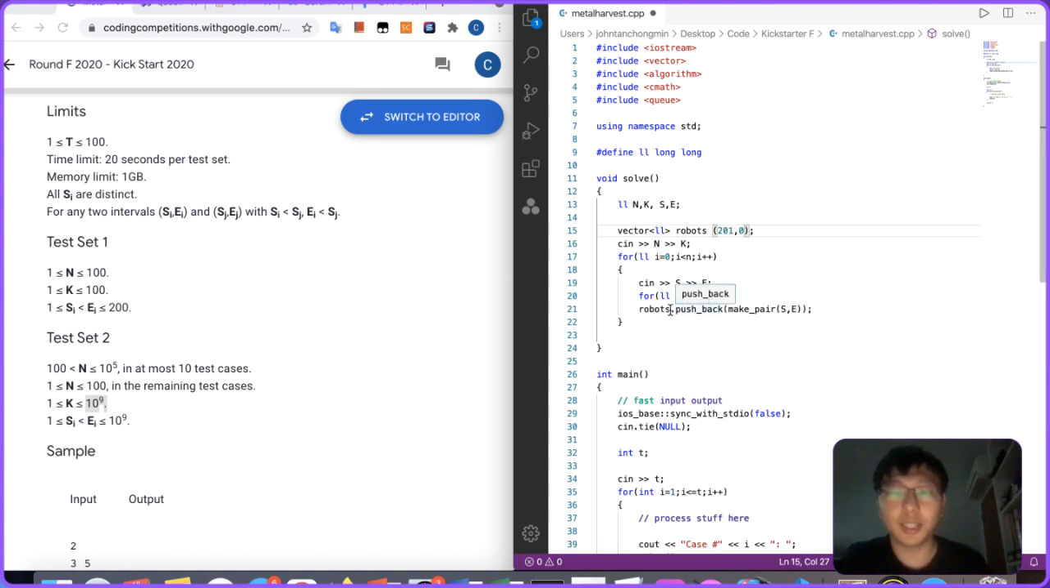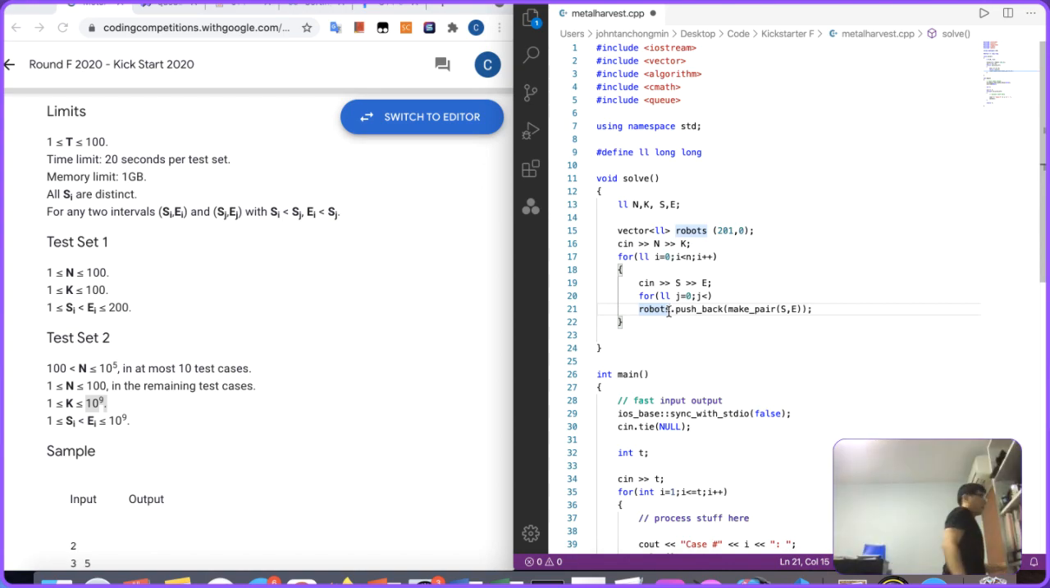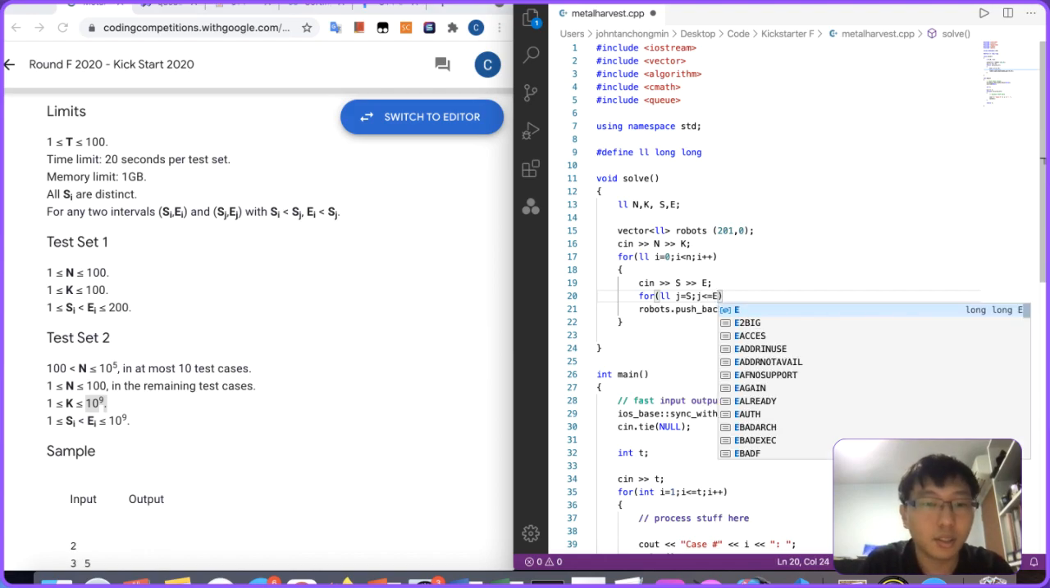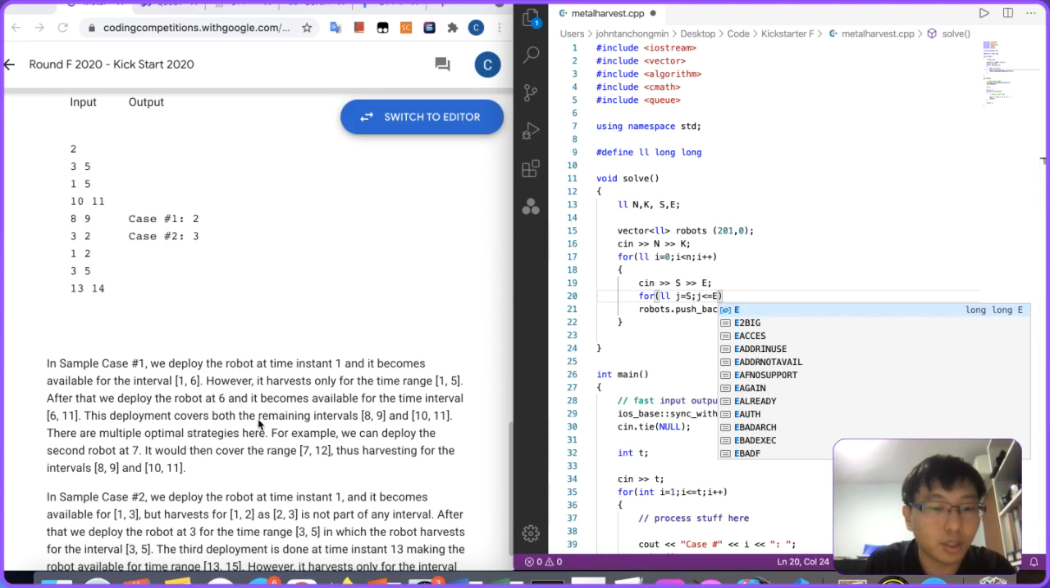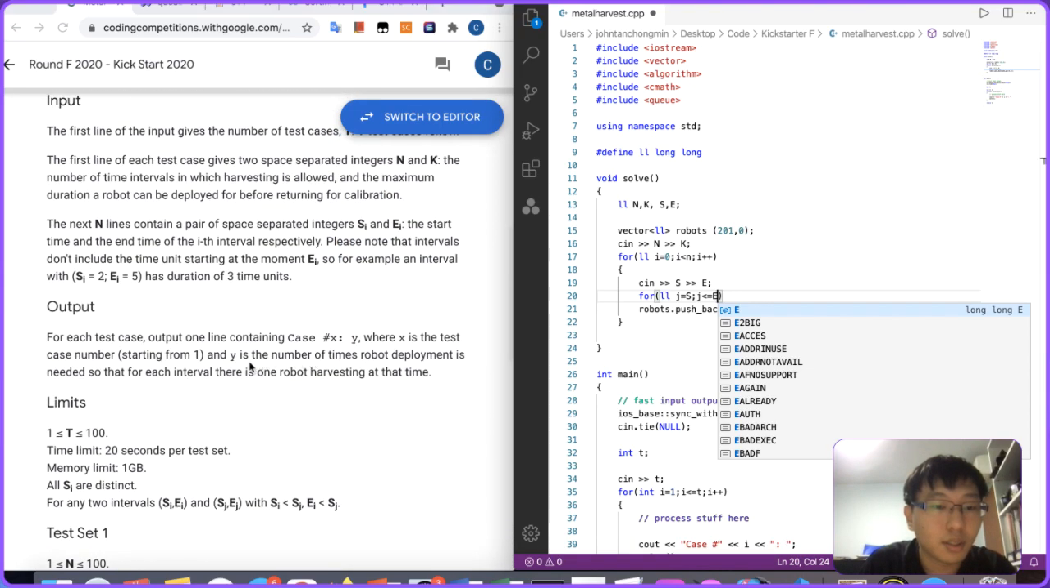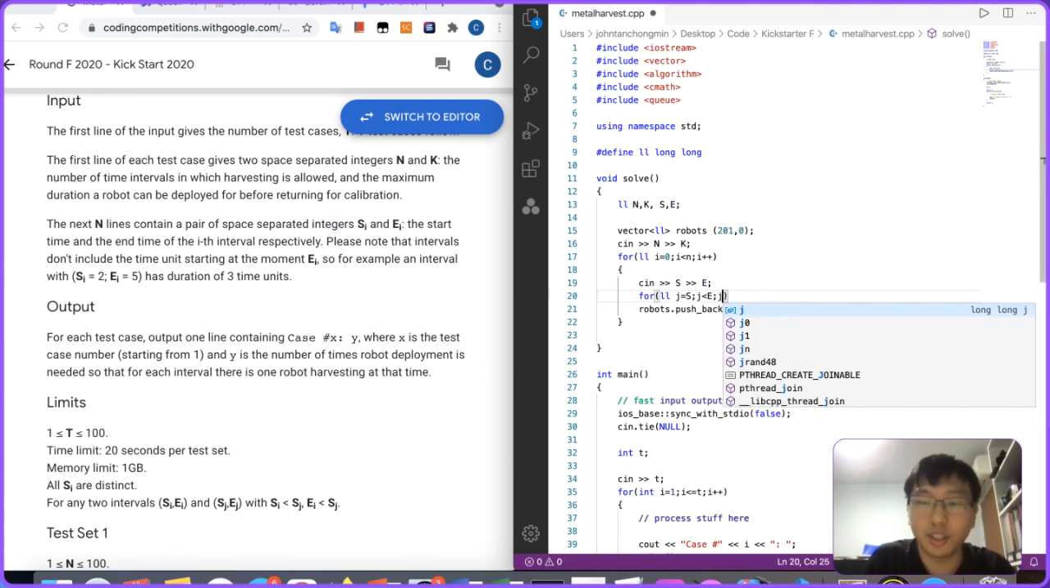For j equals 0, j is smaller than... Okay, j equals s, j is smaller than or equal to e. The interval does not include the time starting at the moment e. So 2, 3, 4. The e is not there. So just j smaller than e, j plus plus. Robots j equals 1. So we don't do this pushback anymore.